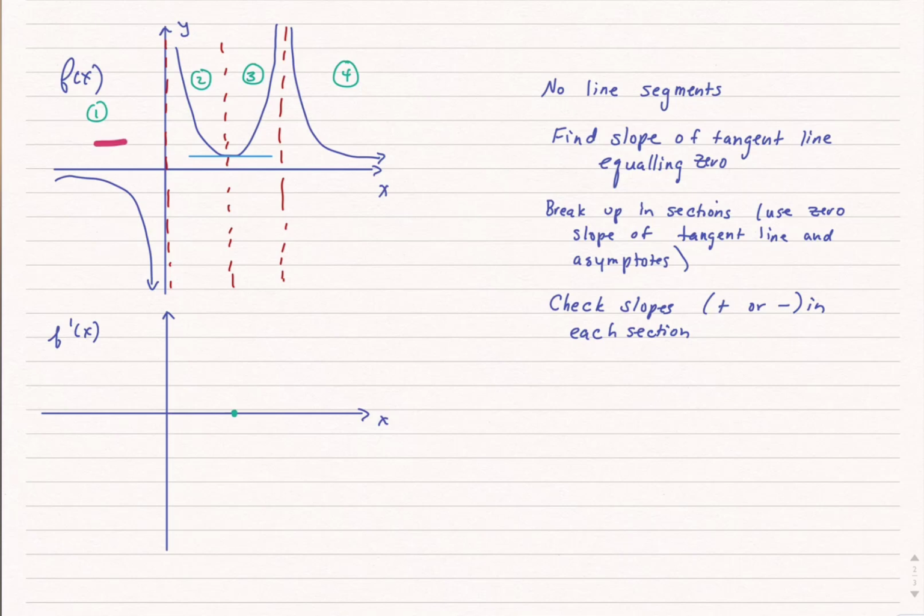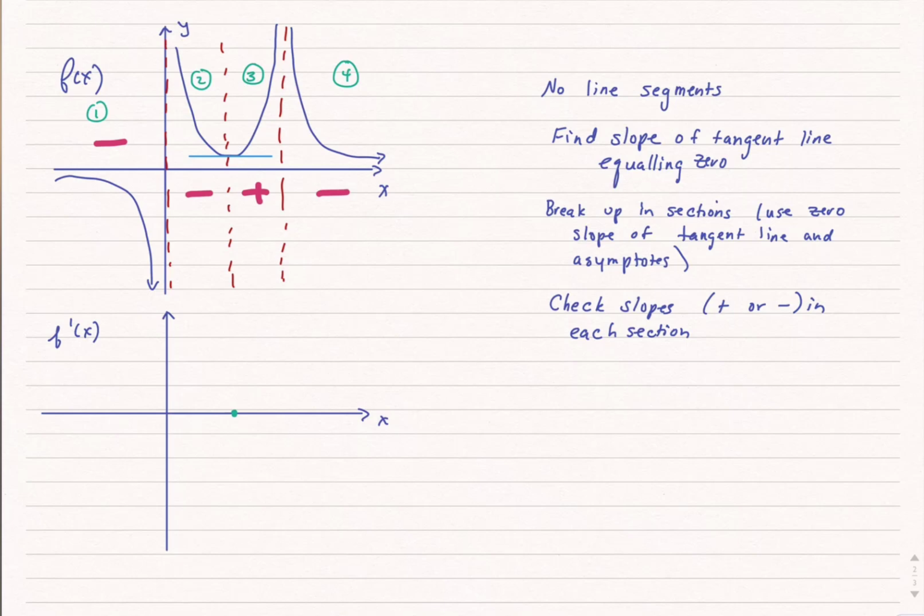In section 1, it's a negative slope. In section 2, it's also a negative slope. We have a positive slope in section 3 and a negative slope in section 4. So now that I know what the sign of the slopes are, I can go ahead and start graphing this. It looks like in section 1, I start with a slope that's about equal to 0, and then it gets infinitely negative.